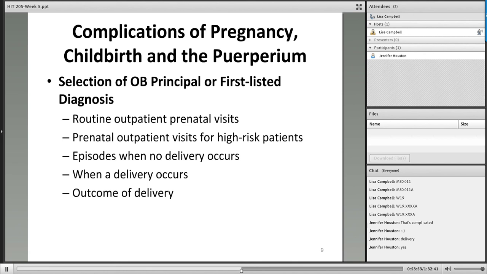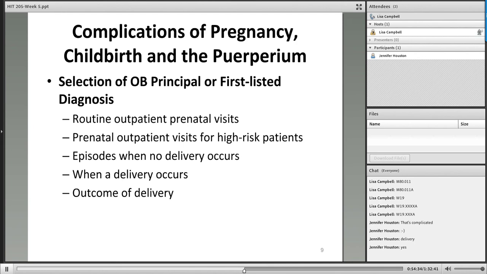All right, so outcome of delivery. The patient has a baby today, and it was a single live born infant. There is a secondary code that is used to show if it was one baby, if it was two babies, and that's code Z37 category. That's for the outcome of delivery.